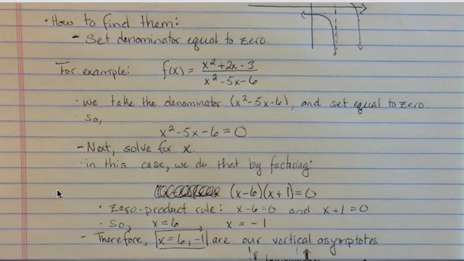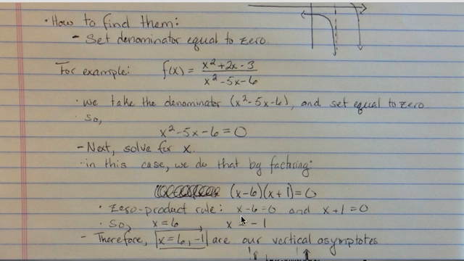Next we have to solve for x. In this case, we can do that by factoring, and you end up with x minus 6 times x plus 1 equals 0. And then we have what's called the zero product rule, which means that if you have something times something times something, or however many somethings you have, equal to 0, that means each of the somethings are equal to 0. So in this case, x minus 6 is one thing, and x plus 1 is the other.